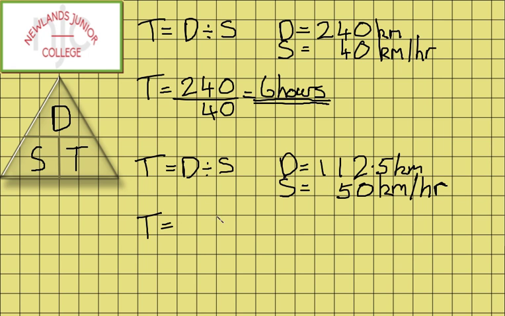Time is equal to distance divided by speed, which is 112.5 divided by 50, and that gives an answer of 2.25 hours.